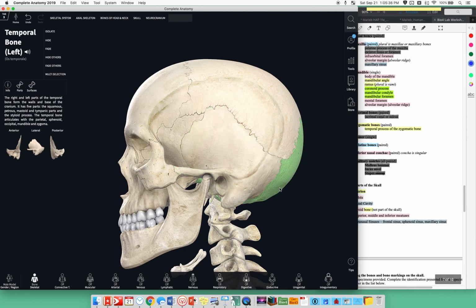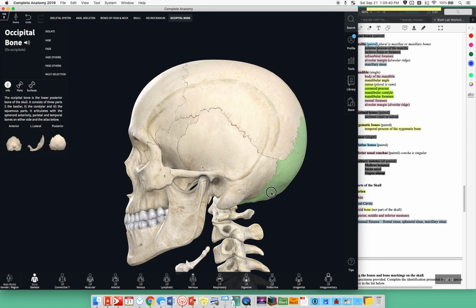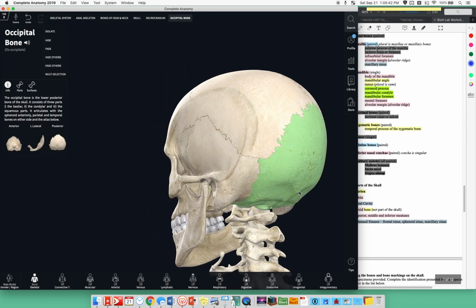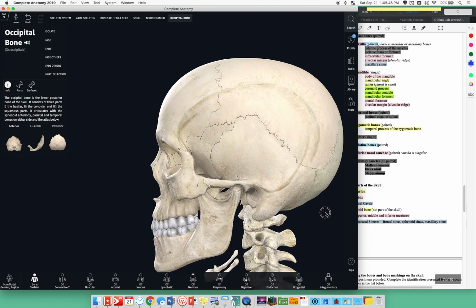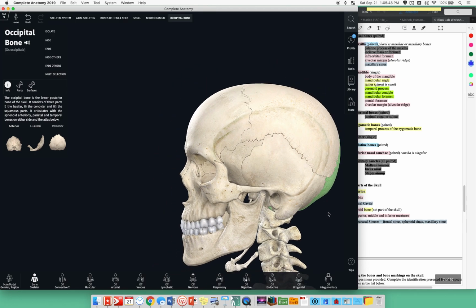Back here, you can see the external occipital protuberance on the occipital bone. Okay, it's right here. It's the bump on the back of your head.